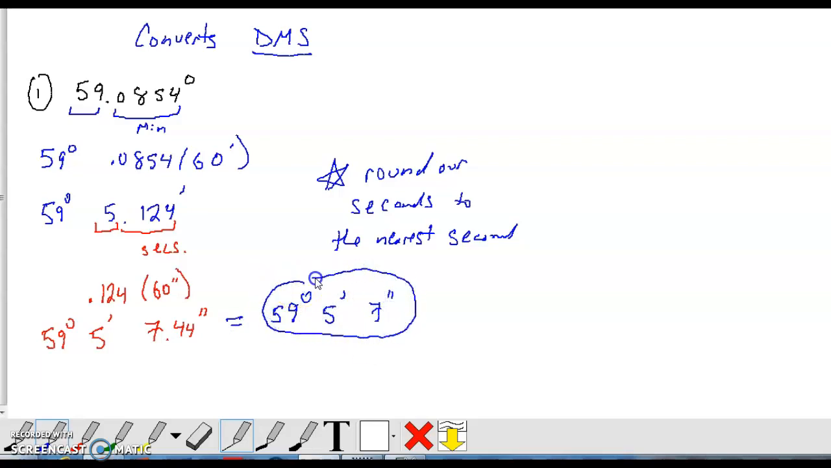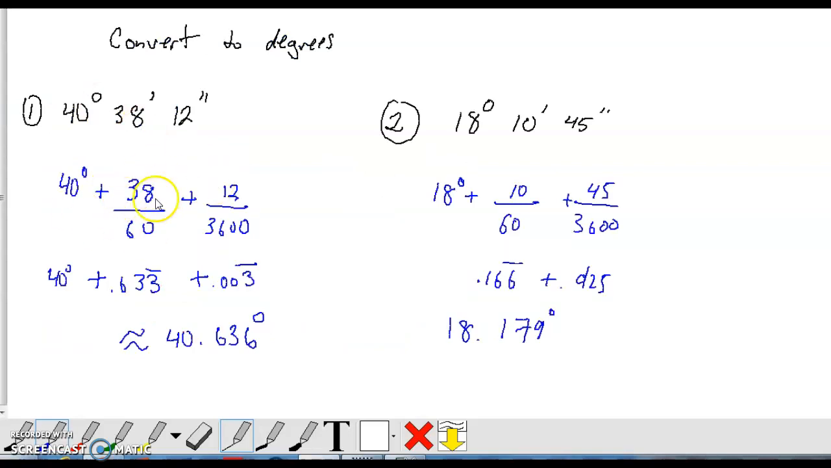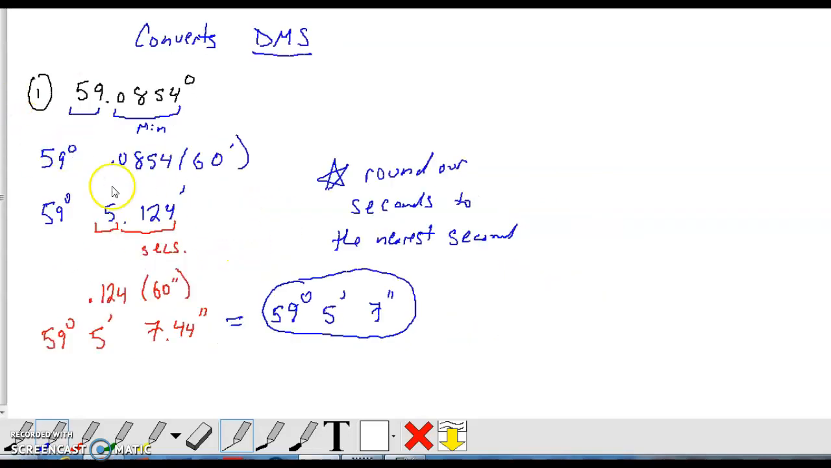So unlike the other one where we could do all of this in one go and just add all these up, you do have to take this apart. First, we have to convert our degrees to our minutes, and then we have to convert the rest of our minutes back to our seconds. So let's try another one.